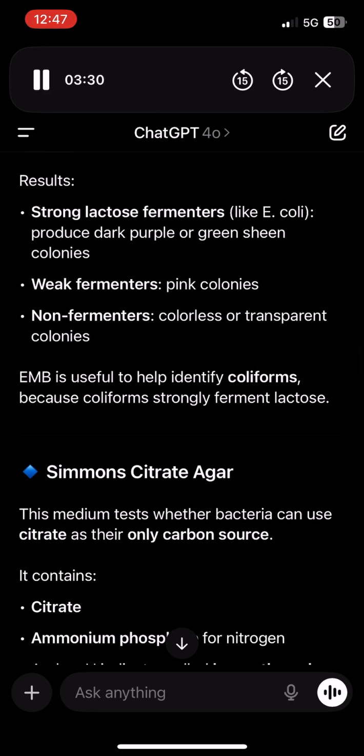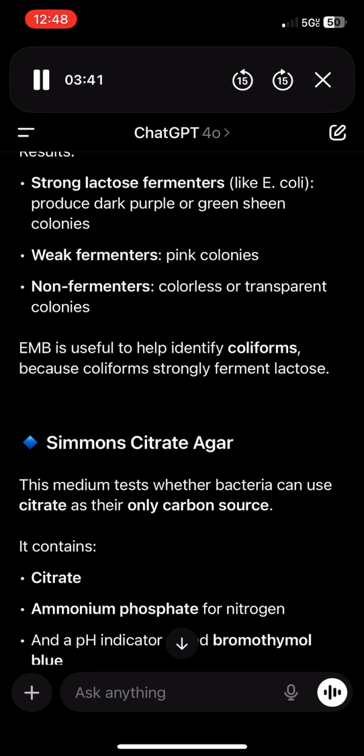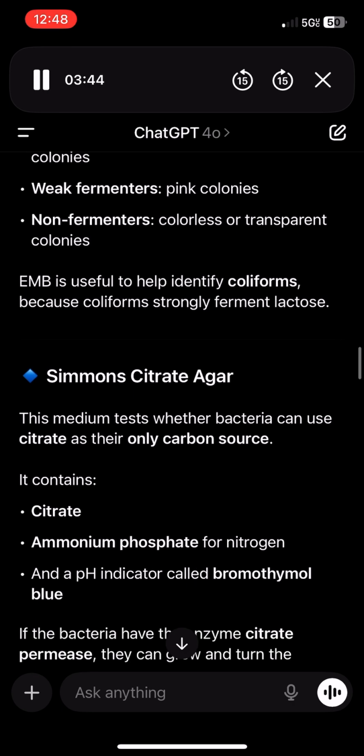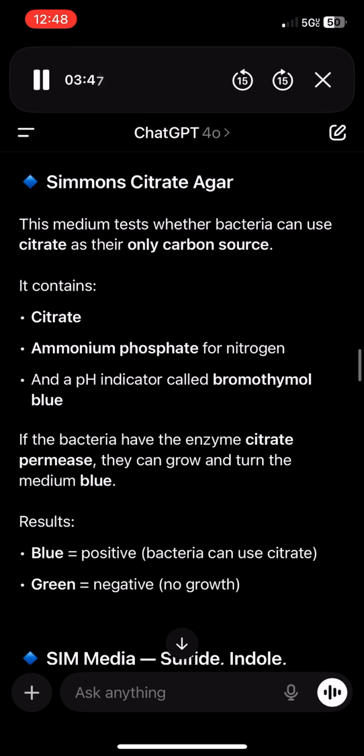Simmons citrate agar. This medium tests whether bacteria can use citrate as their only carbon source. It contains citrate, ammonium phosphate for nitrogen, and a pH indicator called bromothymol blue. If the bacteria have the enzyme citrate permease, they can grow and turn the medium blue. Results: blue equals positive, bacteria can use citrate; green is negative, no growth.